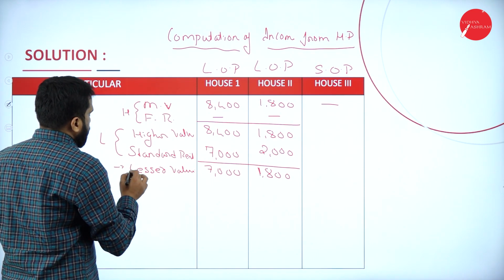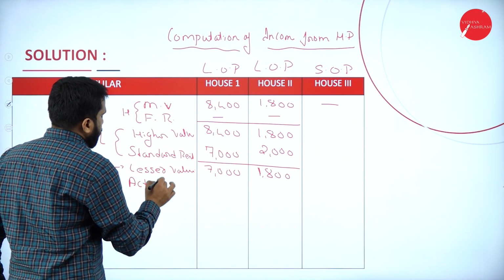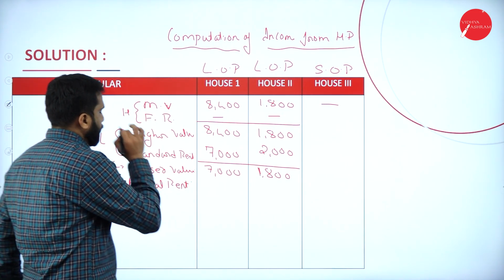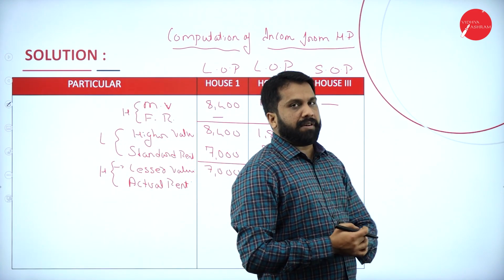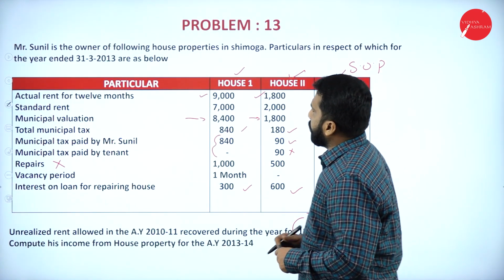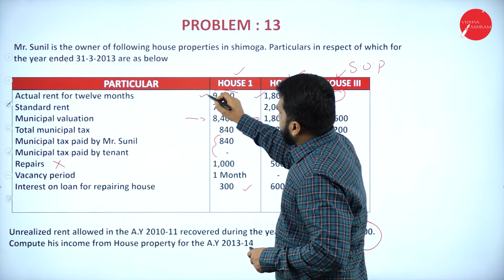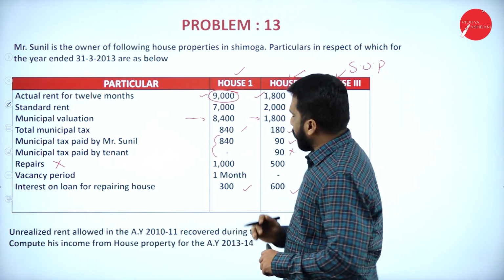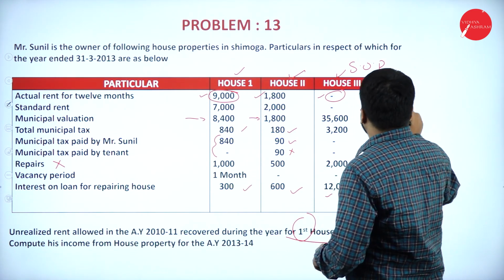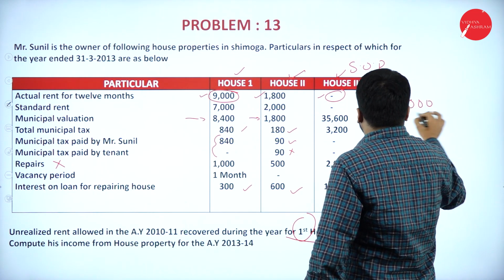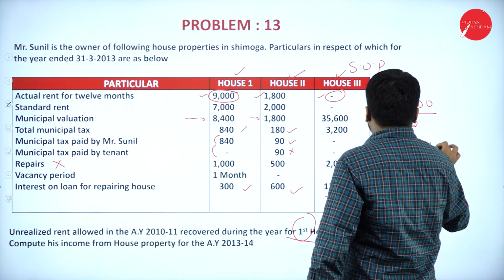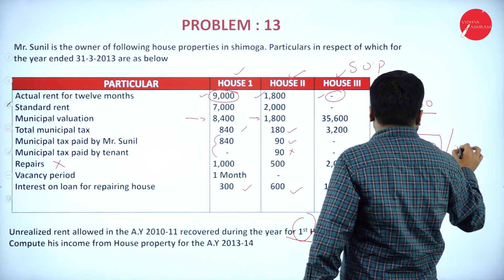Lesser value we got. Compare with actual rent. Now, whichever is higher, we have to compare with actual rent. What is the actual rent here? Actual rent for 12 months is 9,000. It is not 9,000, because we have a 1 month vacancy period. 9,000 divided by 12, you will get 750 per month.